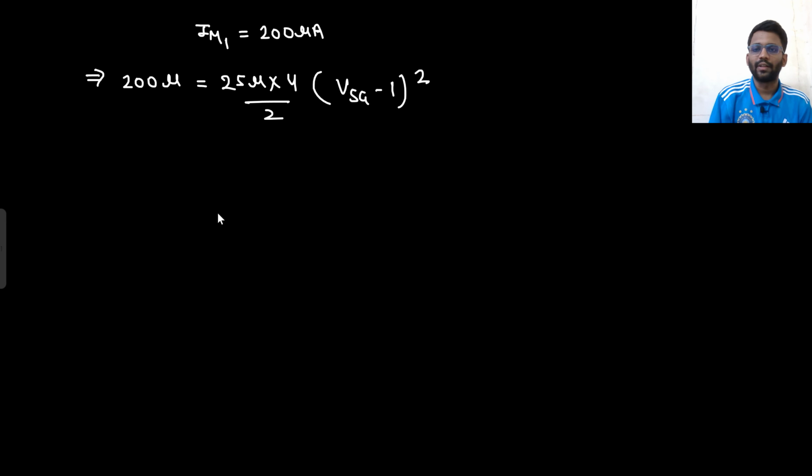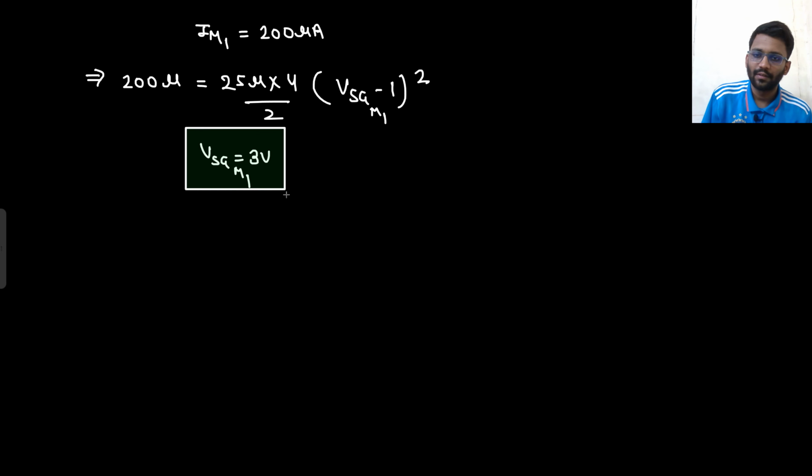So what is the value you are getting? VSG is 3. The VSG value you are getting is 3 volt. VSG for M1 is 3 volt.